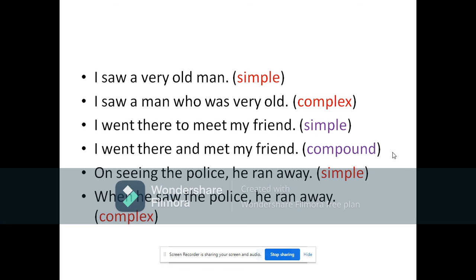I went there to meet my friend. Simple sentence. I went there and met my friend. Compound sentence. On seeing the police, he ran away. Simple sentence.